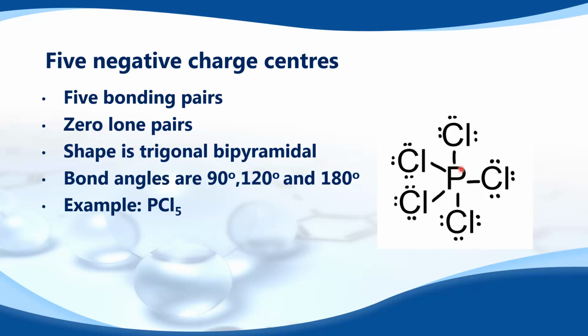In PCl5, we have phosphorus as the central atom. It's expanded its octet, and it now is forming 5 single covalent bonds with the chlorine atoms.